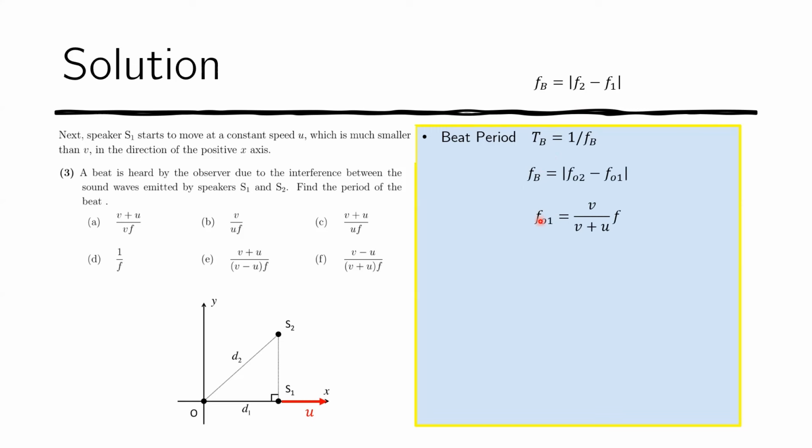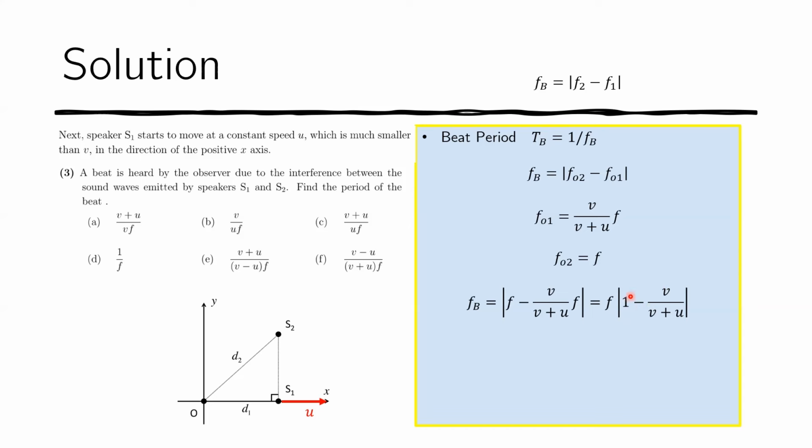So we know that the frequency of the sound from this speaker as observed from O is this. And we solved this in problem 2. And then the frequency of the sound from speaker 2, because speaker 2 is not moving, is just f. And therefore, this beat frequency here is pretty simple to calculate. We just replace the fO2 here with this one, which is f, and fO1 with this one. We factor out the f, so we obtain this.